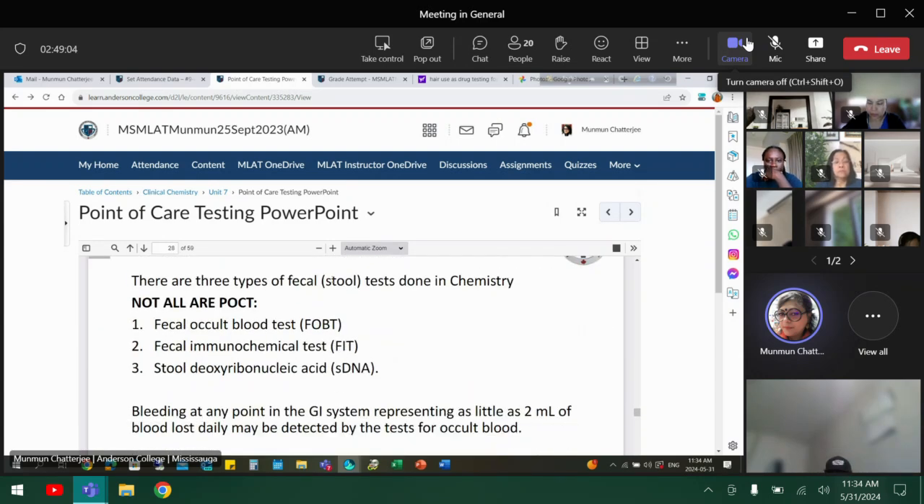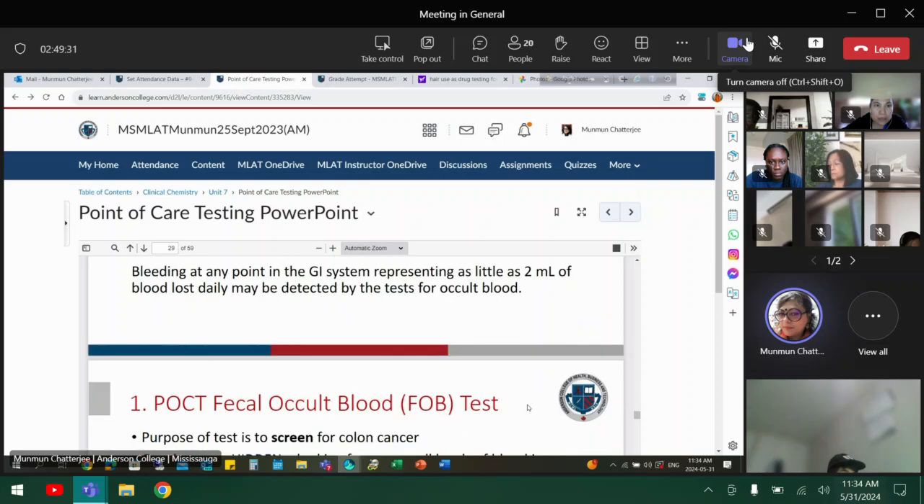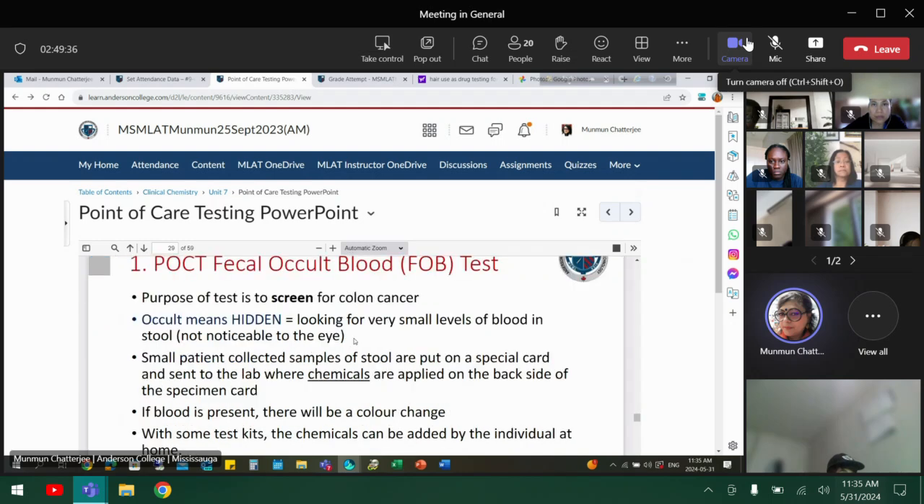So there are three types of FOBT tests in chemistry: FOBT, fecal immunochemical test (FIT), and stool deoxyribonucleic acid, called sDNA. Bleeding in the GI system at any point, as little as 2 ml of blood loss daily, may be detected by the test for occult blood, any of the tests. Okay, so the purpose of the FOB test is to screen for colon cancer. So POCT blood for the FOB test is the screen for colon cancer.